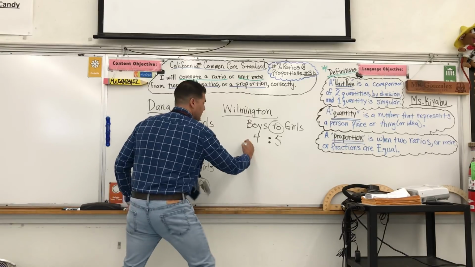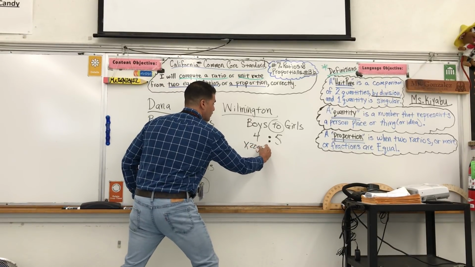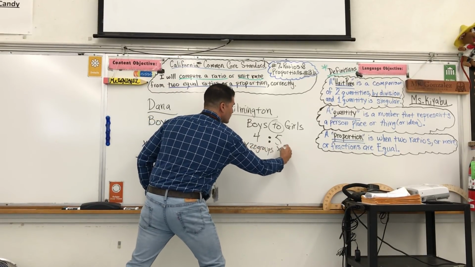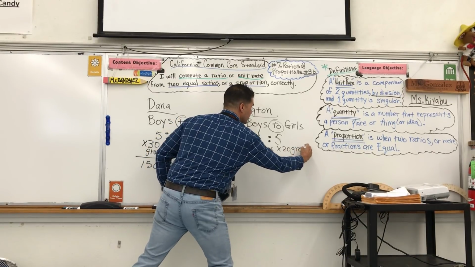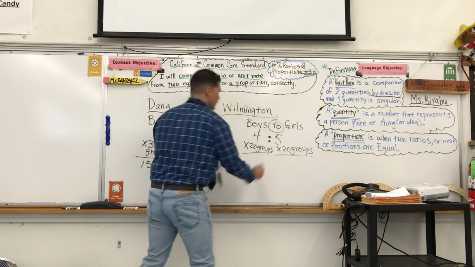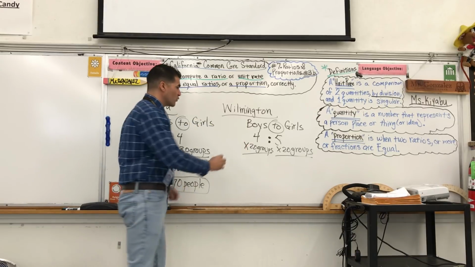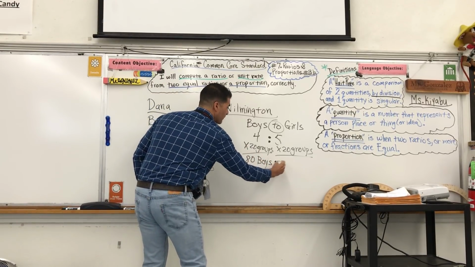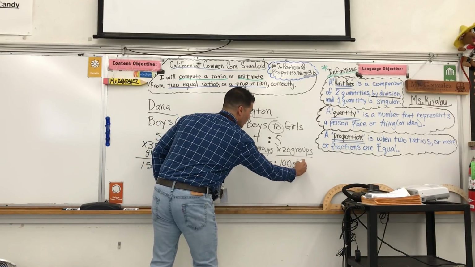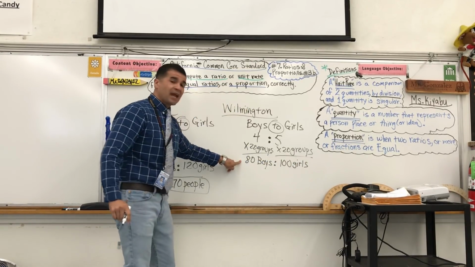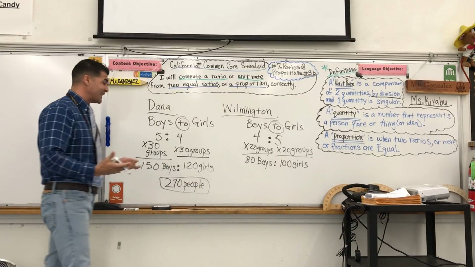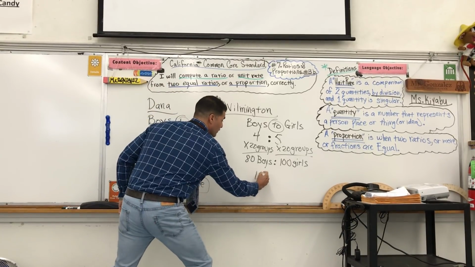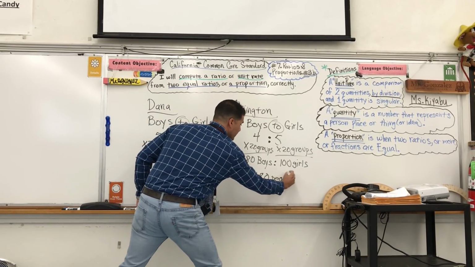We can do the exact same thing here with the 20 groups that are going to Wilmington. We can multiply the 20 groups that we just found out. If there's 4 boys in each one of those groups, that means there's 80 boys going from Wilmington, and that means there's 100 girls going from Wilmington. If you add up 80 boys plus 100 girls, again, that will give you your 180 people total.